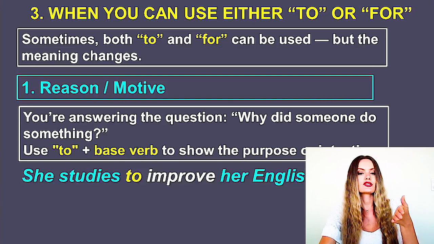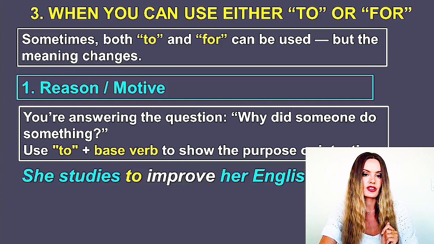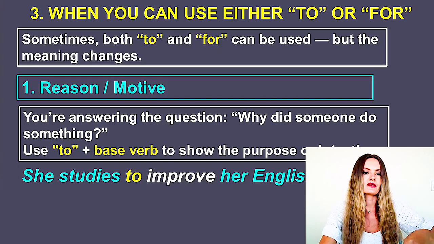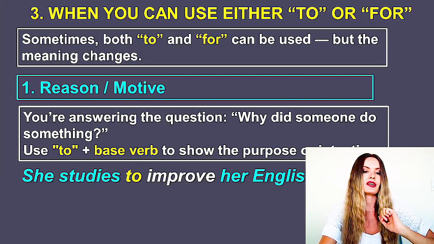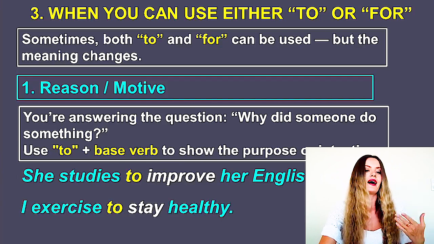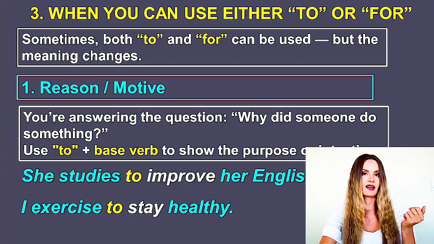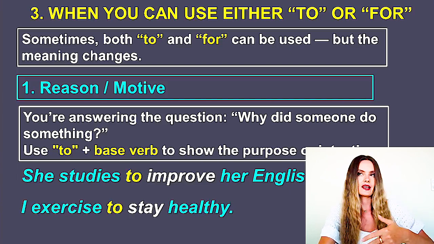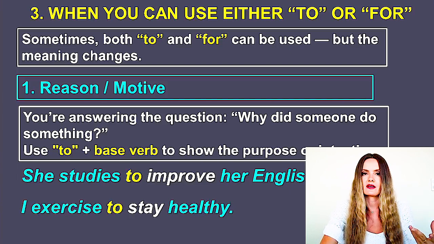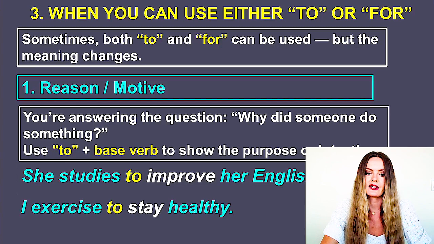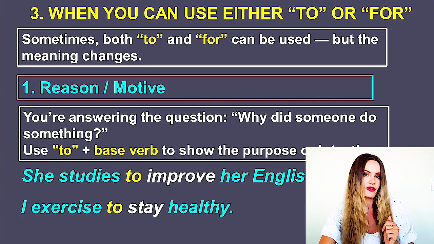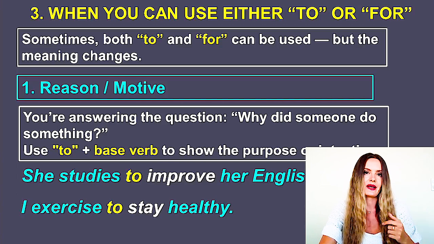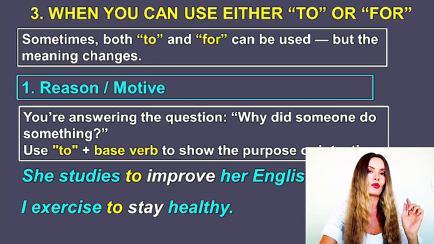She studies to improve her English. Why does she do this? What is the purpose? To improve. To plus base verb. Improve is the base verb. I exercise to stay healthy. To stay. What is the purpose of me exercising? To stay healthy. So to plus the base verb. Stay is the base verb, which means the verb without to.